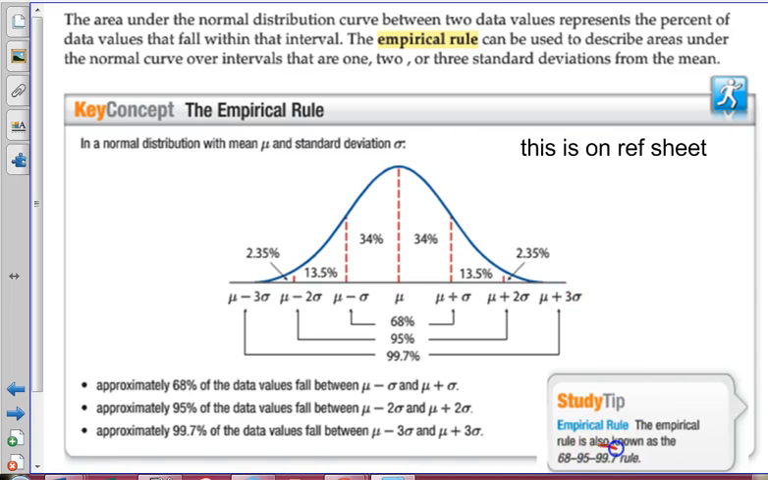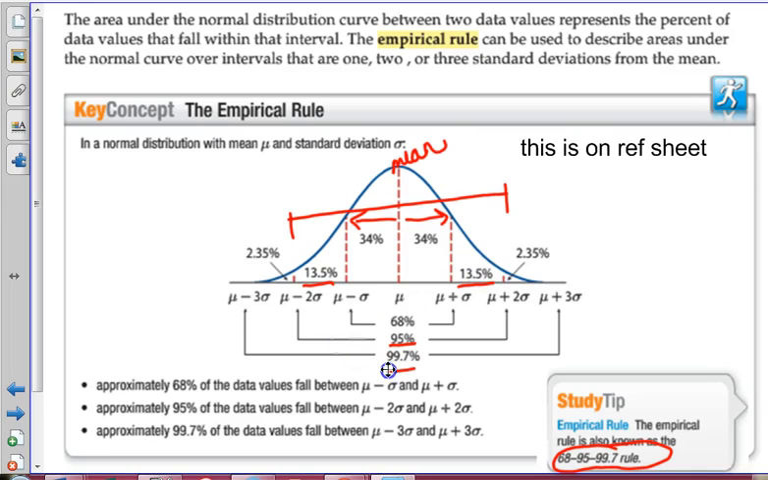So the empirical rule is also known as the 68, 95, 99.7 rule. You don't have to memorize that because it's on your reference sheet, this exact chart. It says this is the mean. Within 1 standard deviation to the right and 1 standard deviation to the left is 68% of the data, or 34% each way. Within 2 standard deviations total is 95% of the data. So that's another 13.5% added on to the 34 we already went each way.